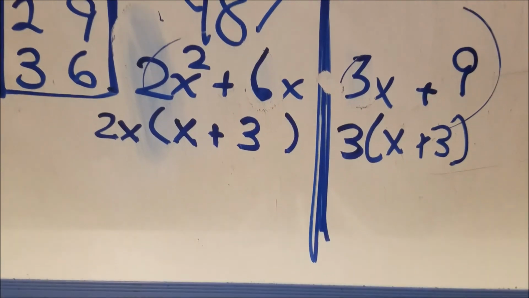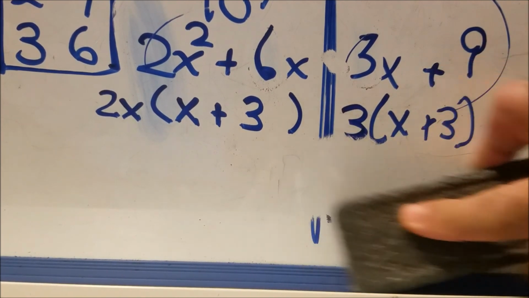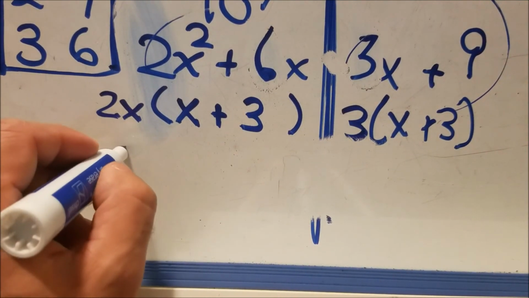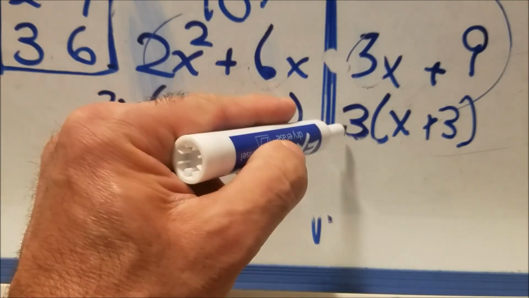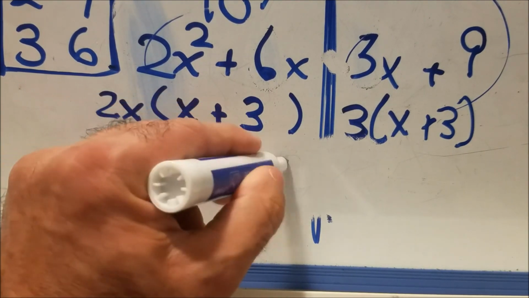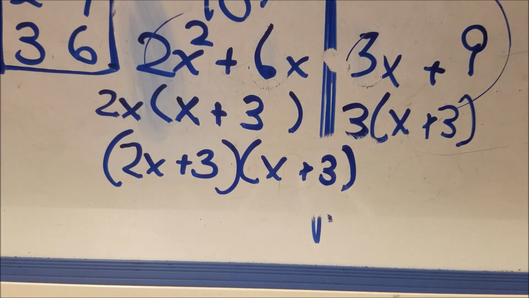And again, now we can bring this down a little more and erase this line here. And we can say now that our two binomials will be 2x plus 3, the 2x here and the 3 there, and it's plus 3 because there's no minus sign, and then x plus 3. There we go.